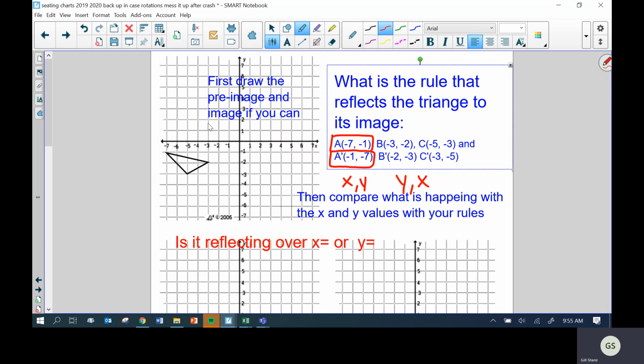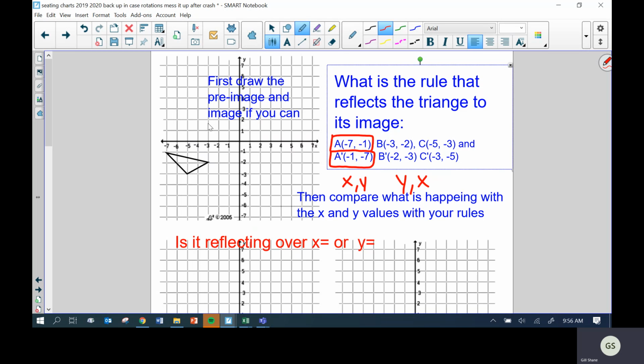So what's the rule? Which one of those rules under reflections matches that? I want you to write it down because I'm going to come around and check this individually. I don't want any one person just yelling the answer out. So here's what they did. We said they took the original point. All you have to do is check one point, by the way. You don't have to check all three, because whatever they do to one point, they're doing to all the points every time.